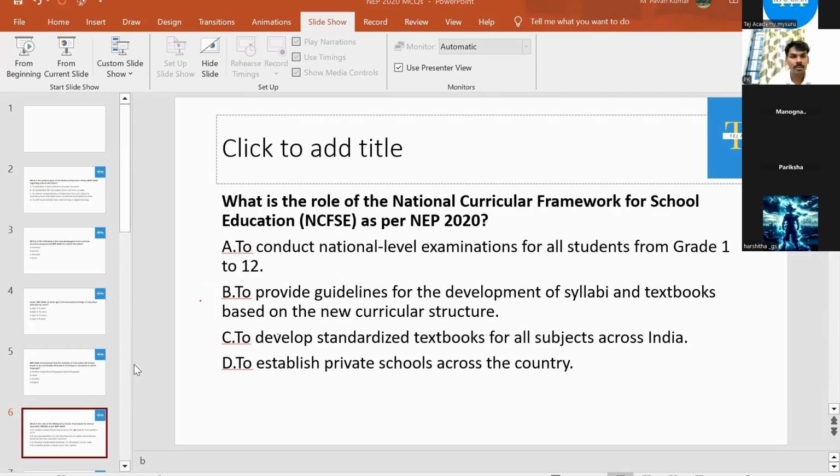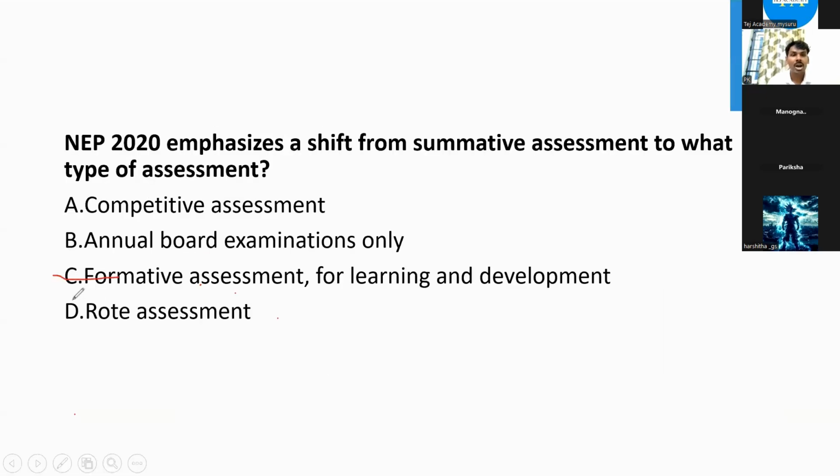The correct option for this is option C, that is formative assessment for learning and development. Please remember, if such question is asked, NEP 2020 emphasizes a shift from summative assessment to what type of assessment? It is formative assessment for learning and development. It is not competitive assessment nor annual board examinations only, and rote memorization can never be an answer, which we all know. Any doubt for this question?